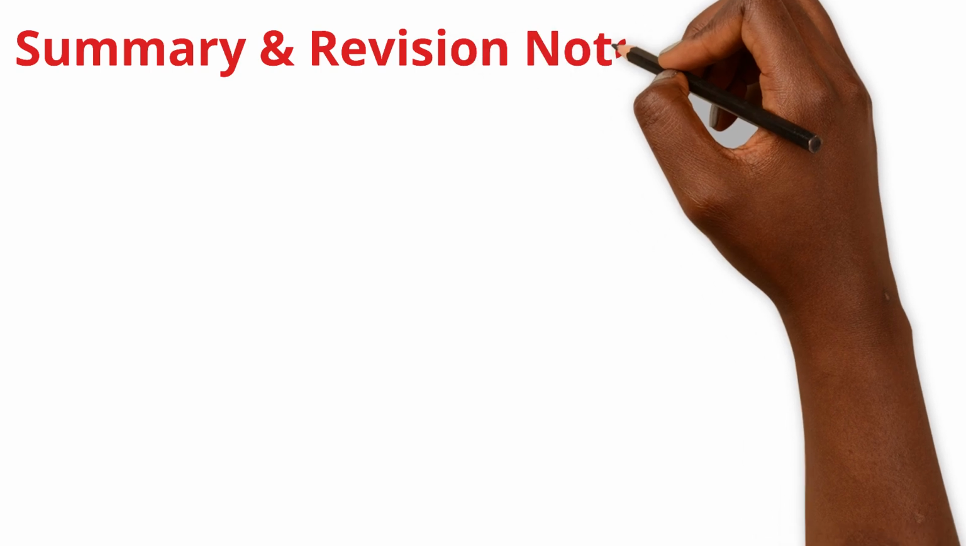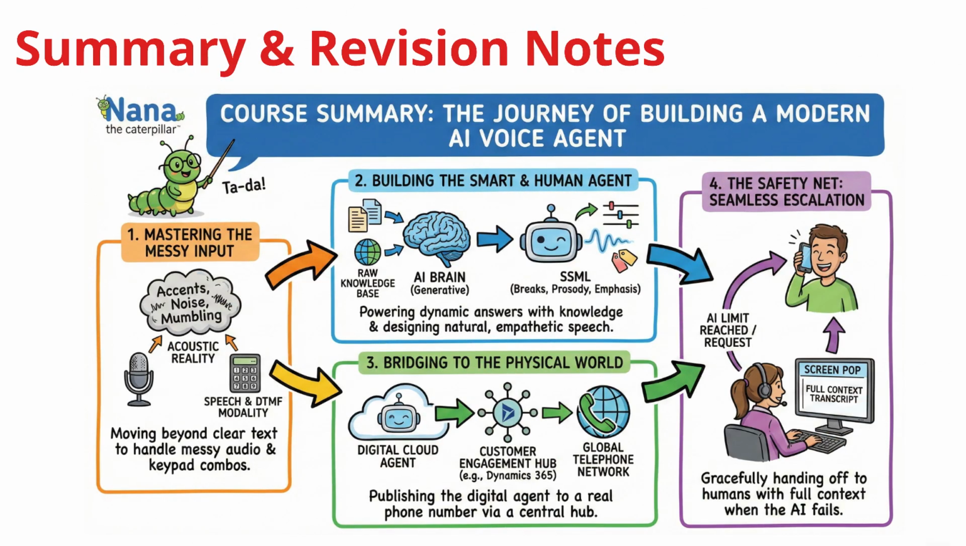Let's review our journey of building a modern AI voice agent. First, we learned to master the messy input of acoustic reality, handling everything from background noise to keypad tones. Next, we built a smart, human-sounding agent, powering its brain with raw knowledge and using SSML to design natural speech. Then, we bridged the digital world to the physical, publishing our cloud agent through an engagement hub to get a real phone number. Finally, we created a crucial safety net, ensuring seamless, context-rich escalation to human agents whenever the AI reaches its limit.